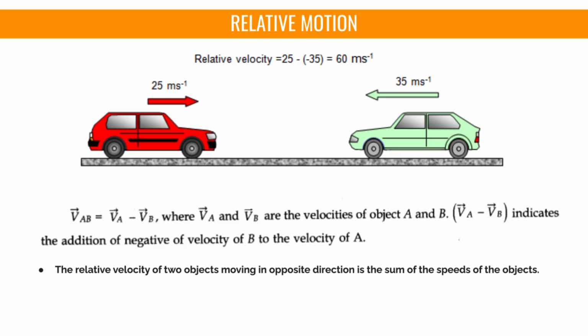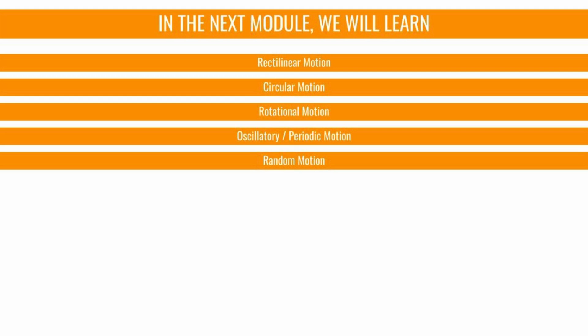Now, imagine car A traveling at 25 meters per second while car B travels at 35 meters per second, but they are moving toward each other. From the perspective of the ground, the relative velocity will be 25 meters per second plus 35 meters per second equals 60 meters per second. In this case, the two cars appear to approach each other at a speed of 60 meters per second when viewed from car B. That's Module 1 of Chapter 8 Motion.